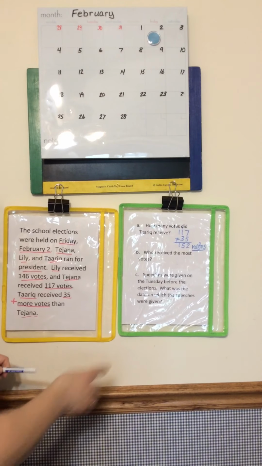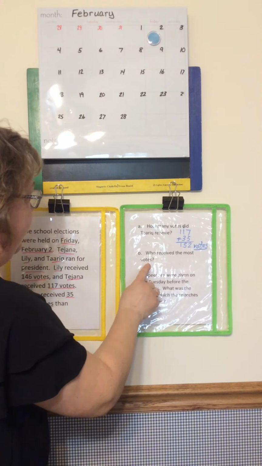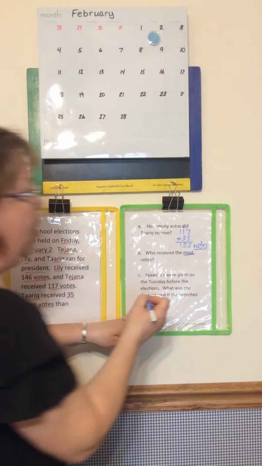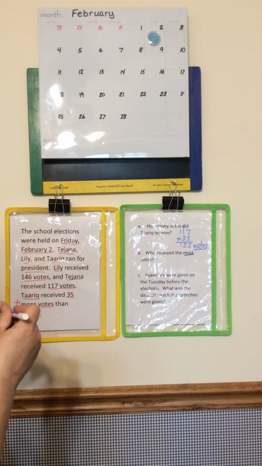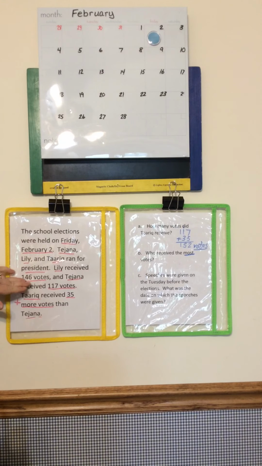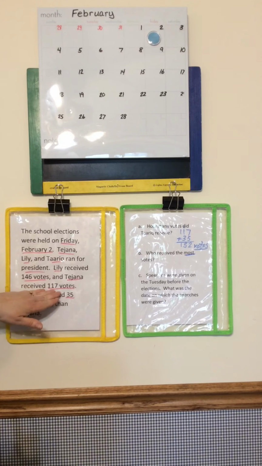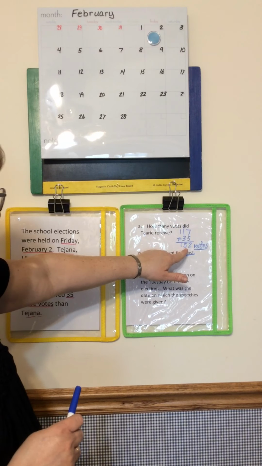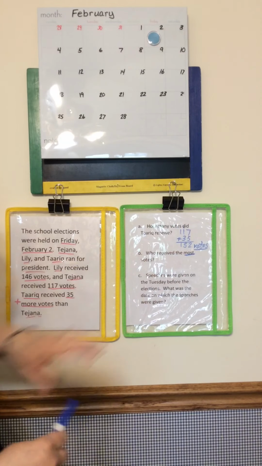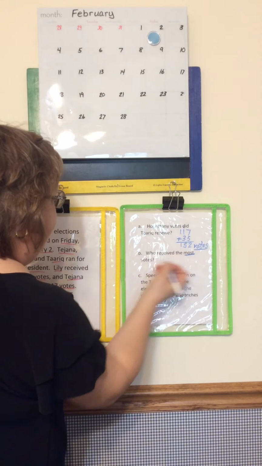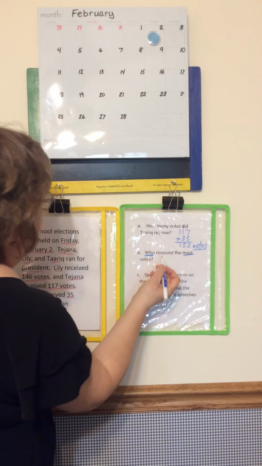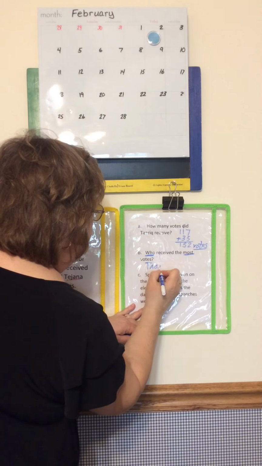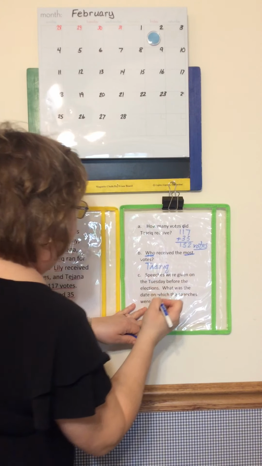Letter B, who received the most votes? Remember, most is the word we're looking at here. And most tells us the largest amount, the biggest number. So let's look. We have 146 votes for Lily, 117 votes for Tiana, and 152 votes for Tarek. That's easy for a fourth grader. Who received the most votes? Well, it's who, not how many. Who was it? It was Tarek. And so we write Tarek's name down here.